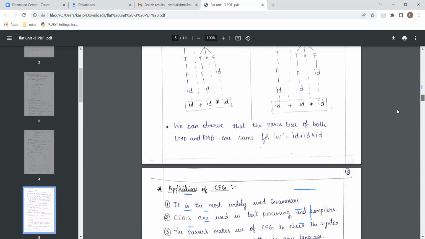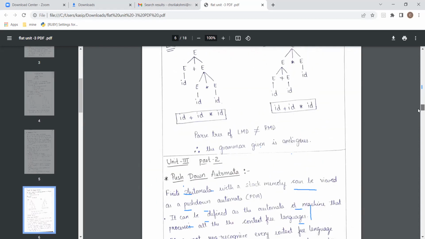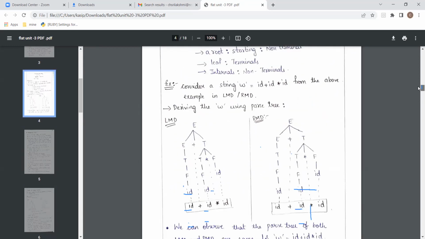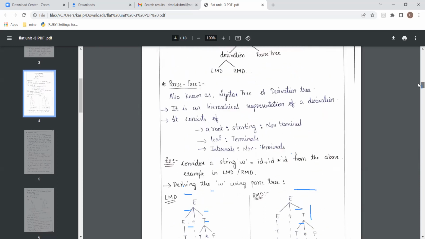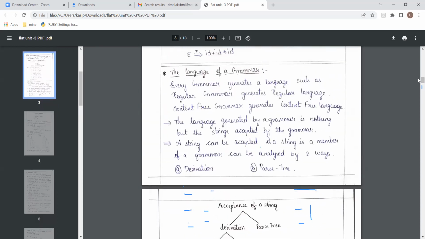So that is what we are having here, derivations and the parse trees. So in the language of context free grammars, we will be having the derivation and the parse trees. That is what I thought of discussing in this particular session here.